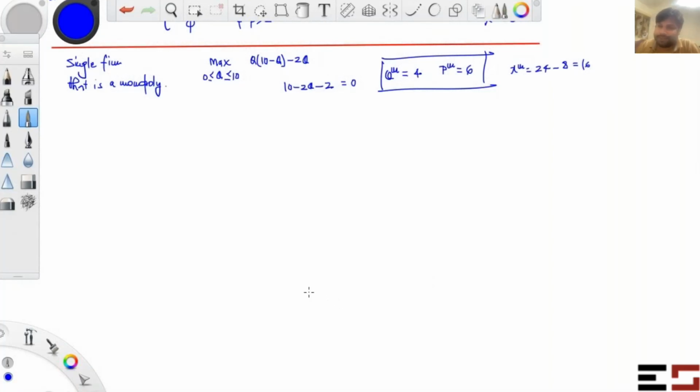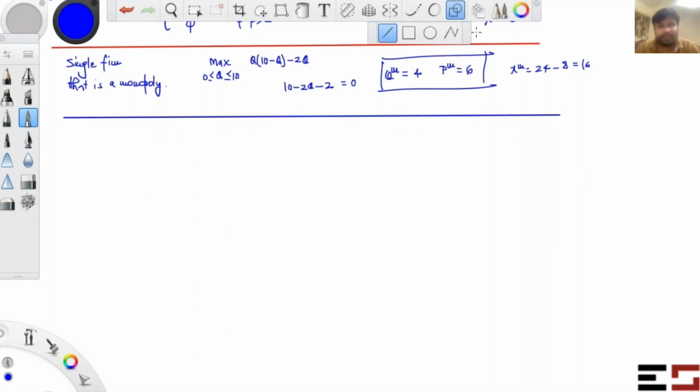Okay, so let's talk about discriminating monopoly now. So what is discriminating monopoly? Let me again draw a picture and tell you exactly how to think about discriminating monopoly.